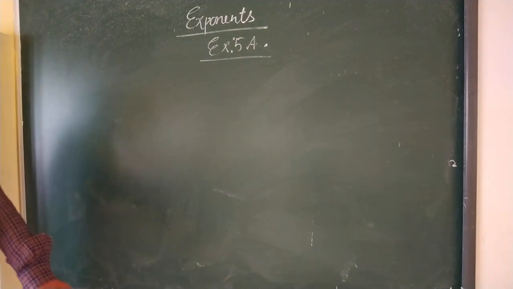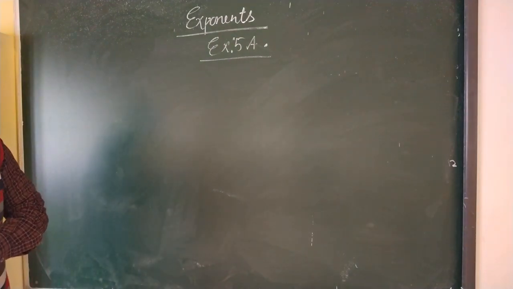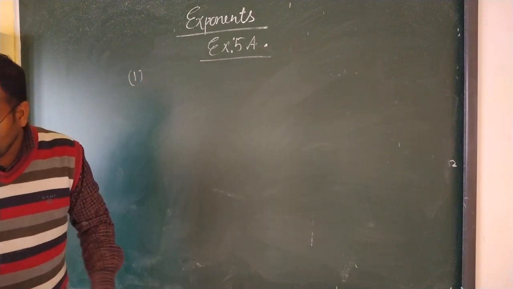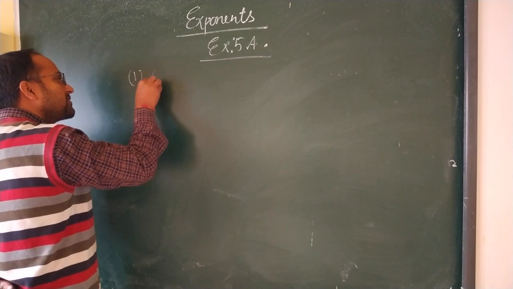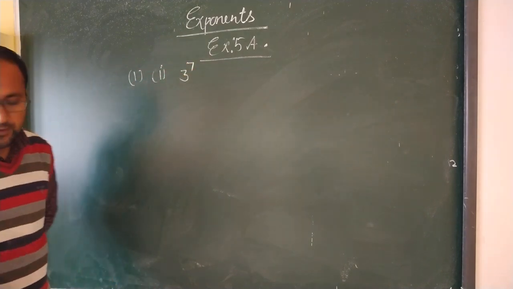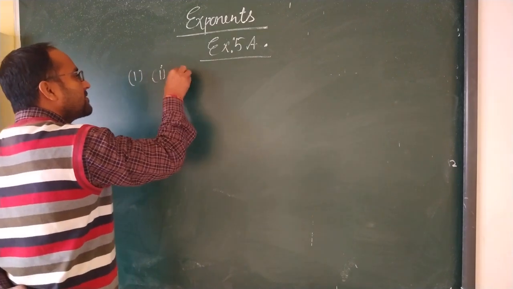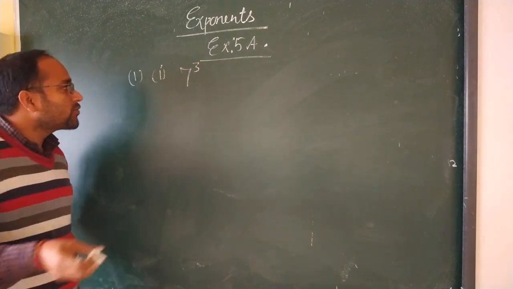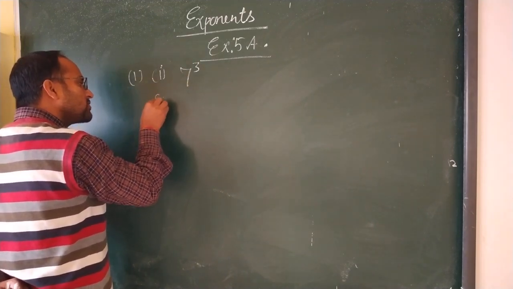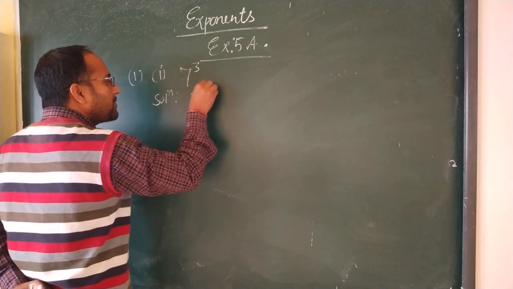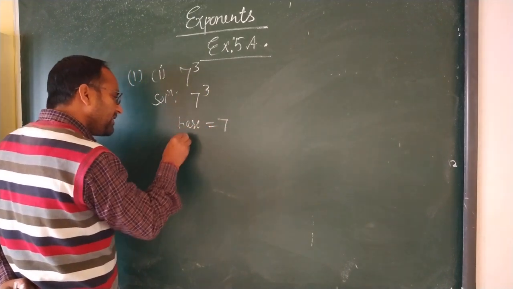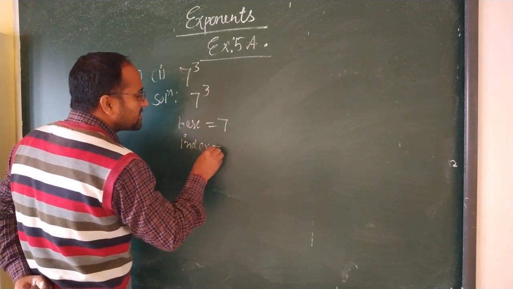Okay, in this one, write the base and the index of the following powers. First question is, write the base and index of the following powers. The first one is 7 to the power 3. So for this question, the solution is 7 to the power 3. So base is equal to 7 and index is equal to 3.